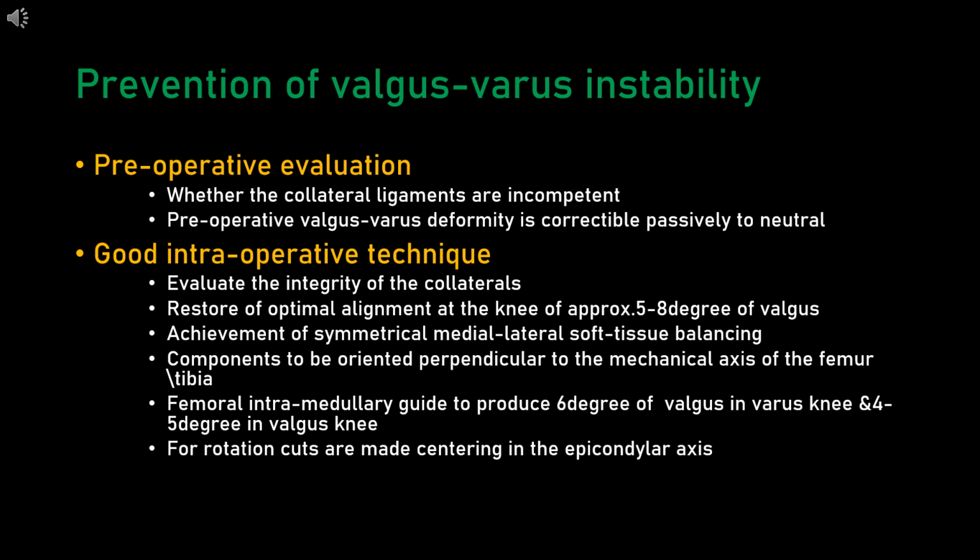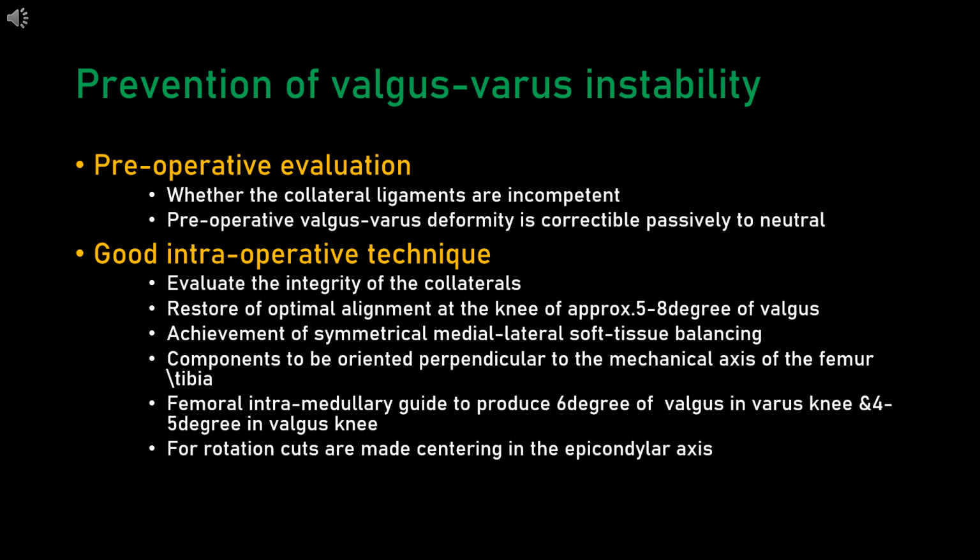Determine whether the collateral ligaments are incompetent and whether the preoperative valgus or varus deformity is correctable, possibly to neutral. You have to see. Good intraoperative technique is very important. Evaluate the integrity of the collaterals, restore optimal alignment of the knee, approximately 5 to 8 degrees of valgus, achieve symmetrical mediolateral soft tissue balancing, with components oriented perpendicular to the mechanical axis of the femur and tibia.